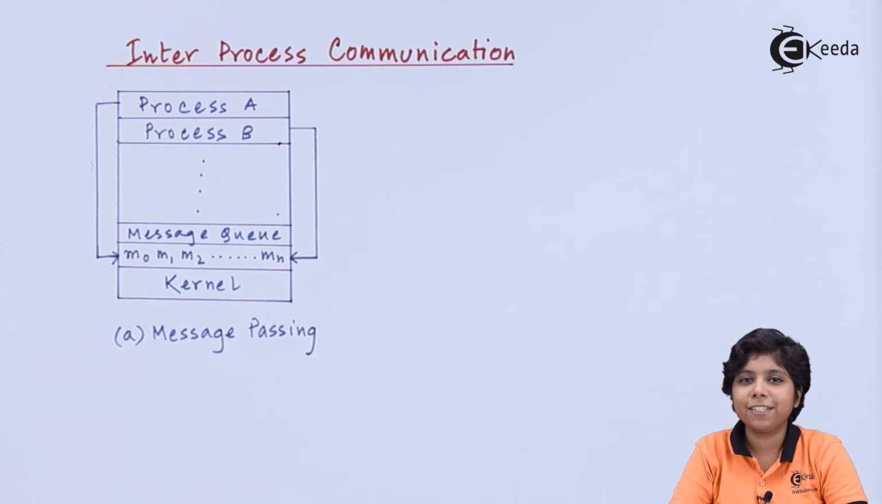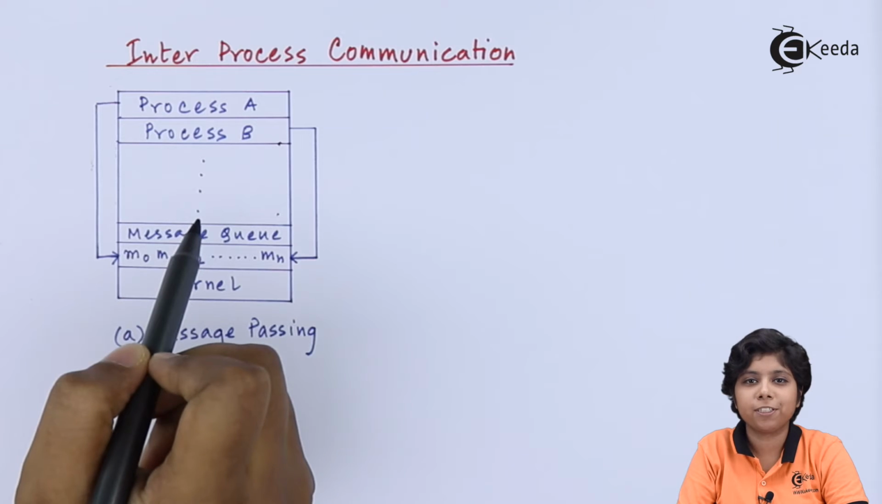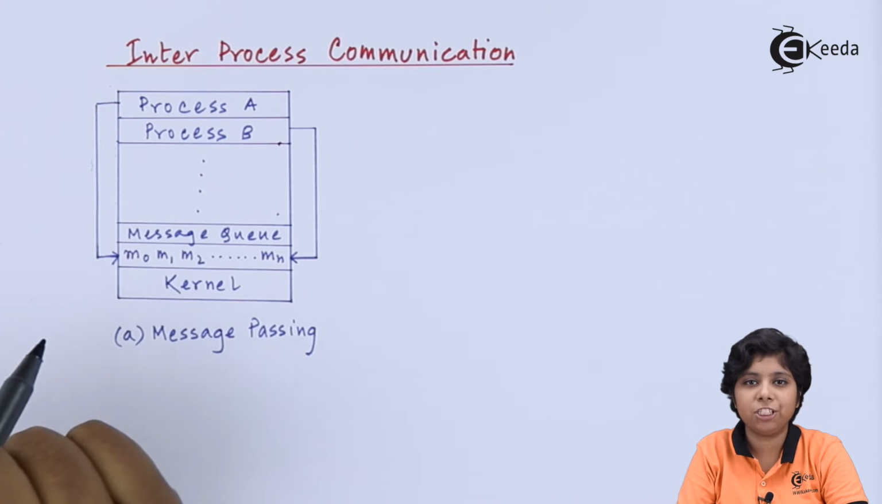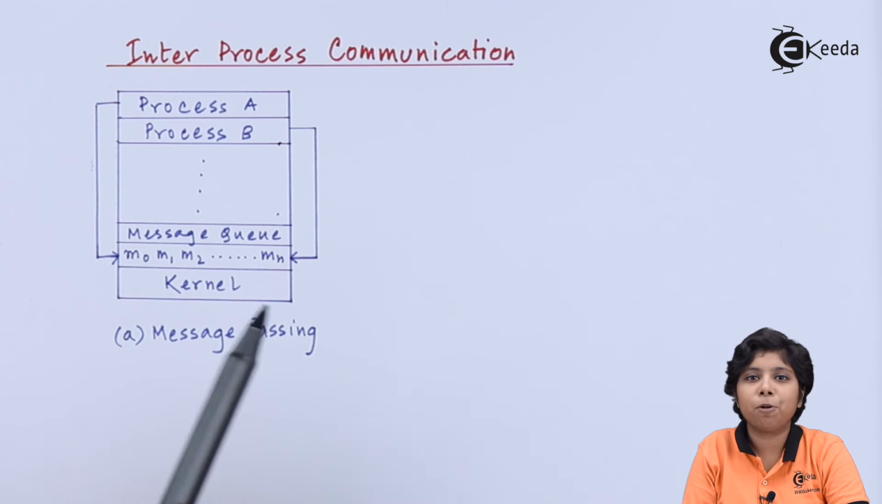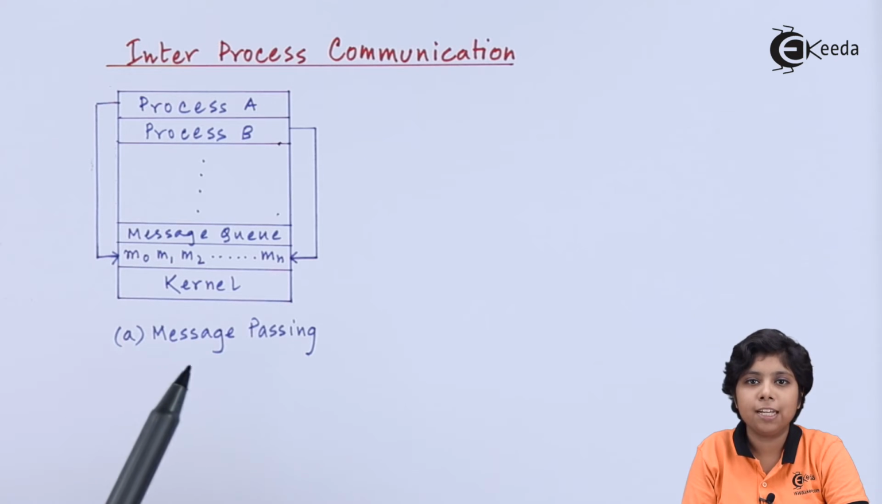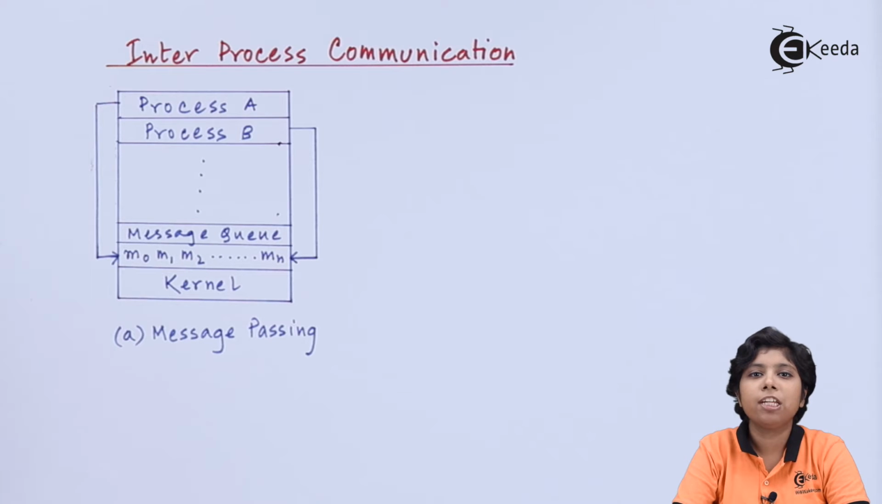Here in the message passing system, we are considering two processes, process A and process B. They are communicating with each other. Here we can see that there is a message queue, a queue of messages from M0 to Mn. If process A is accessing message 0 and process B is accessing message N, then they can send and receive N messages in the communication process. Now we will see how this is done in the shared memory method.